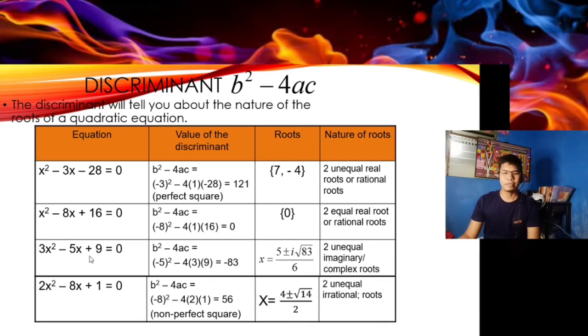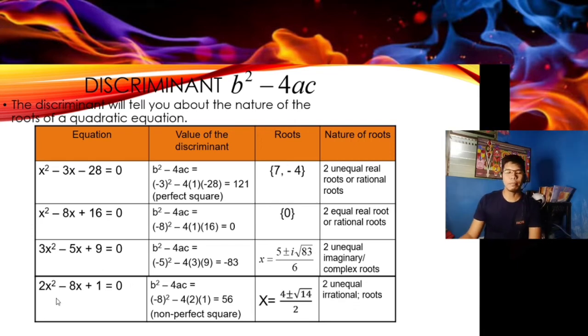Then we have here 3x squared minus 5x plus 9 equal to 0. So we have b squared minus 4ac for the discriminant. Substitute negative 5 for b, minus 4 from the formula, and then 3 for a, and then 9 for c. And then we will get negative 83. So the discriminant is equal to a negative number. So if the discriminant is negative, the nature of the roots are two unequal imaginary or complex roots, or as I said before, we can also say that this quadratic equation has no real roots.